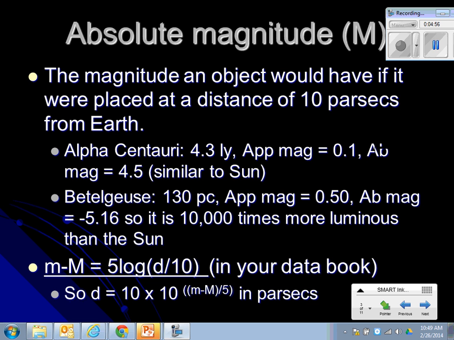It requires a little bit of mathematical manipulation, though, and you need to understand logarithms a little bit. So why don't we go through that? Ultimately, you'll end up with this bottom equation, but that's not what's in your data booklet.